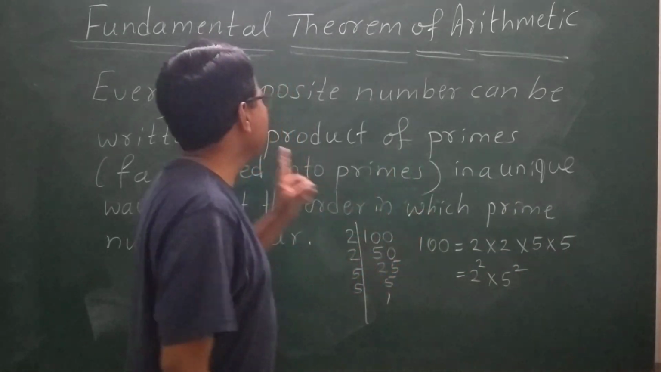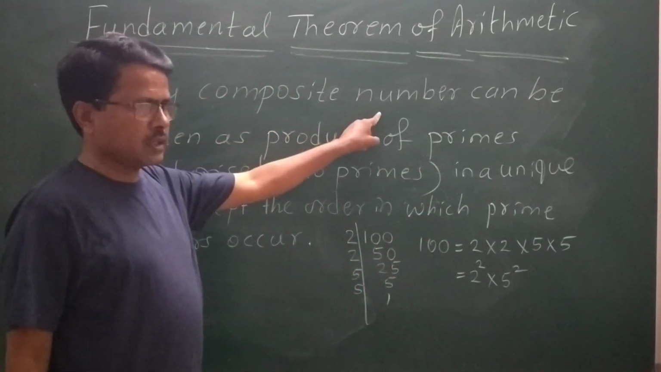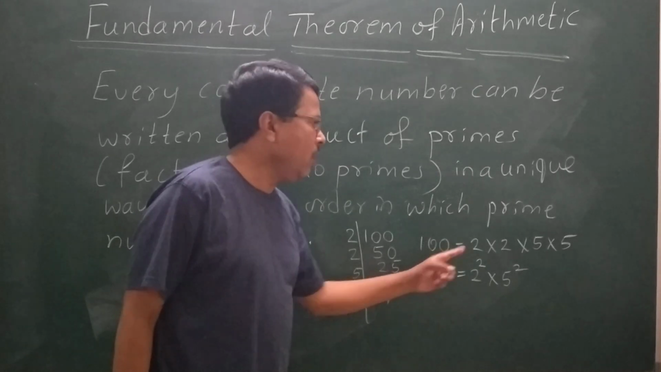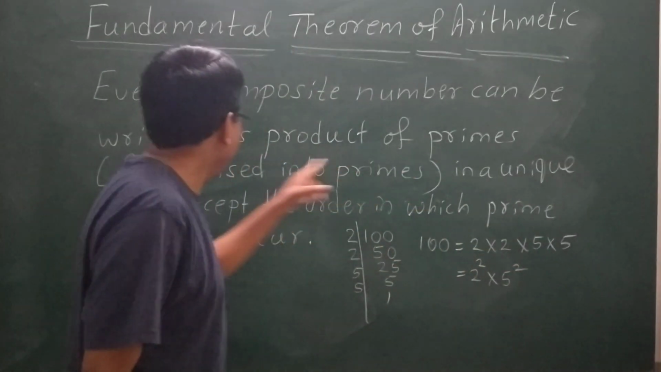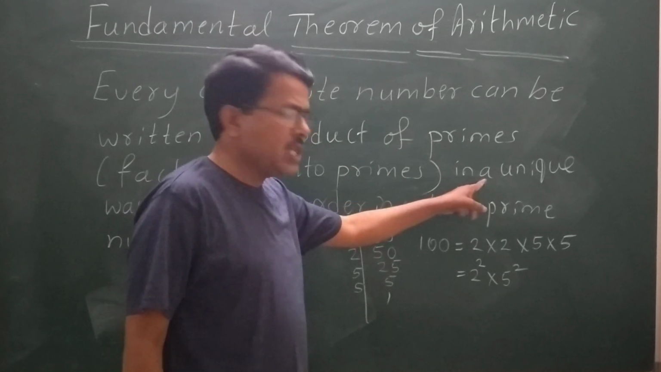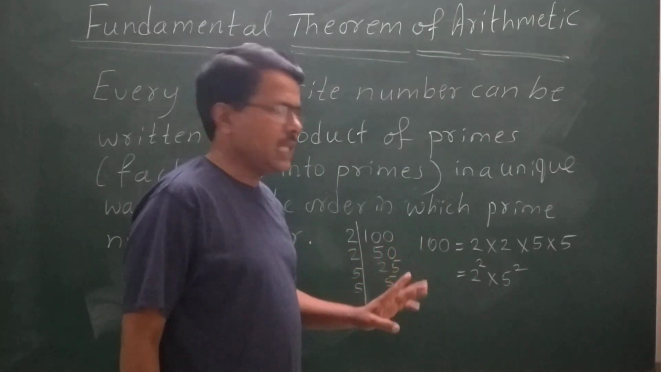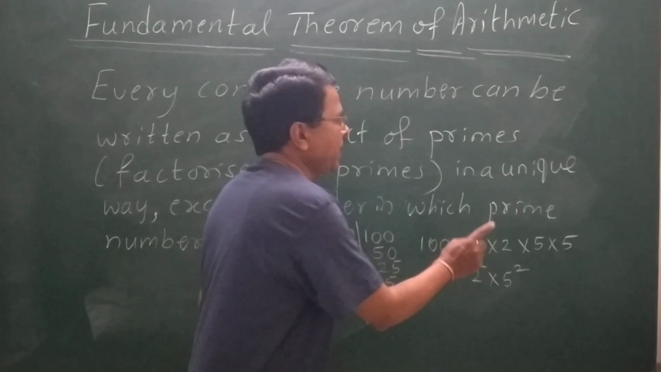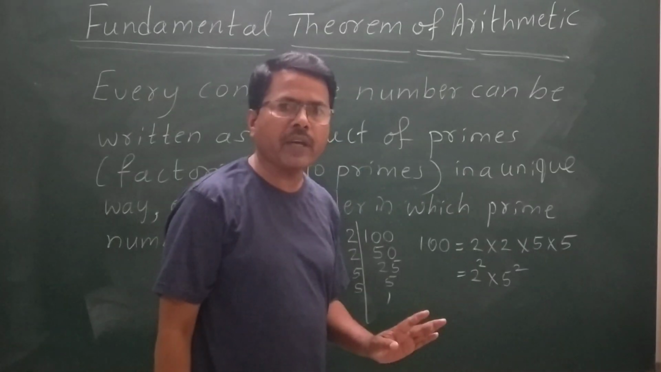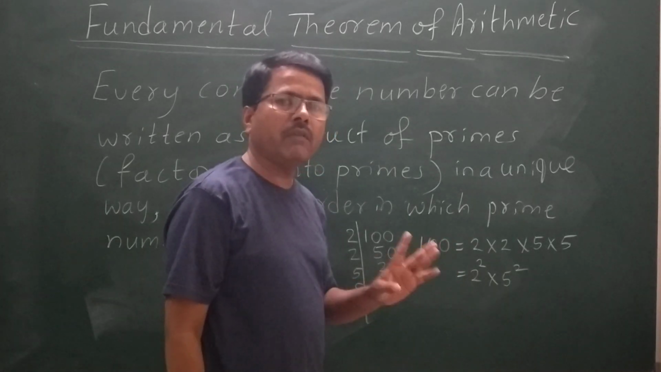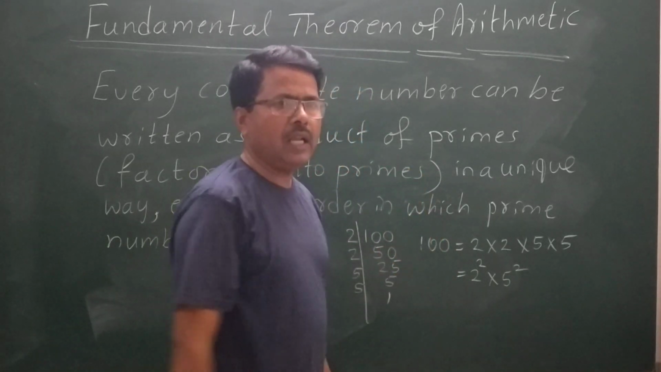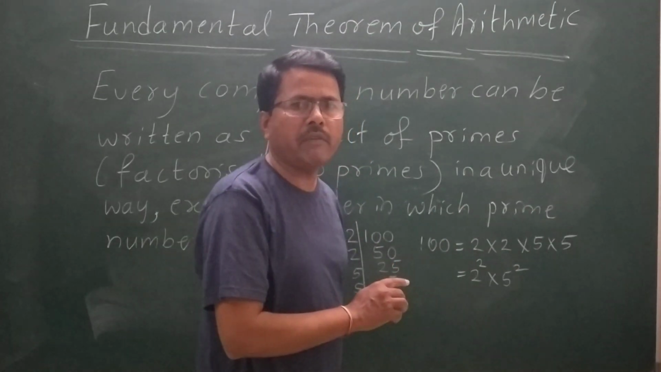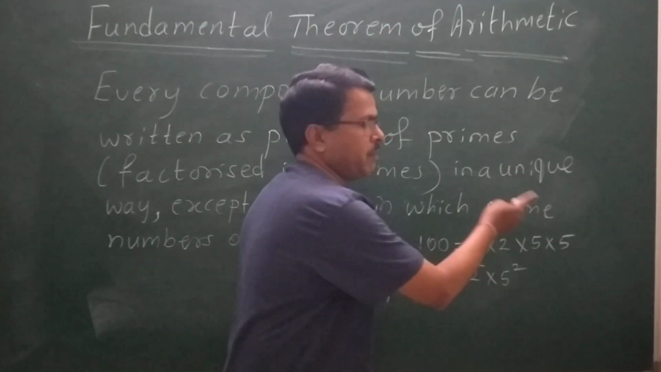What is the definition? Every composite number can be written as a product of primes. We have written 100 as a product of primes in a unique way. In a unique way means in one way only. That is, if you factorize 100, you always get the prime numbers 2 and 5 only, not other than 2 and 5. Meaning of unique way is when you factorize 100 many times, always you get factors 2 and 5. Only the order can be changed.